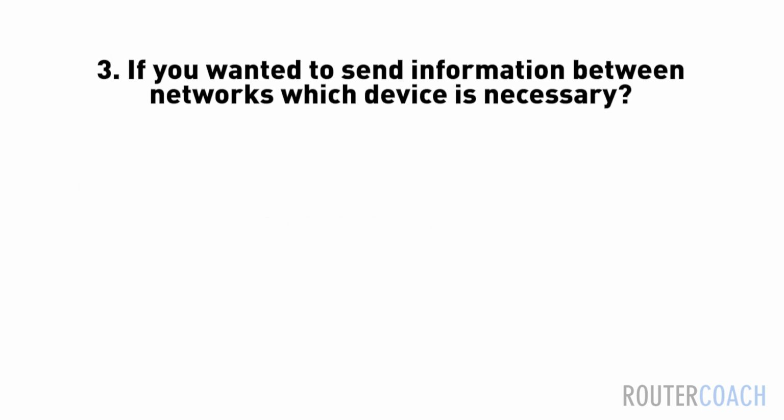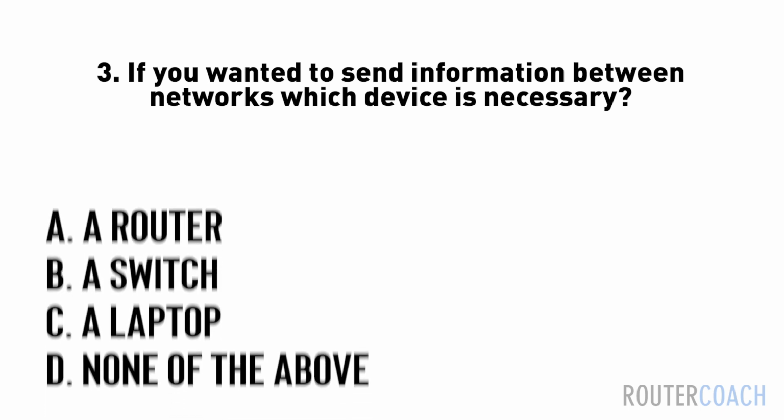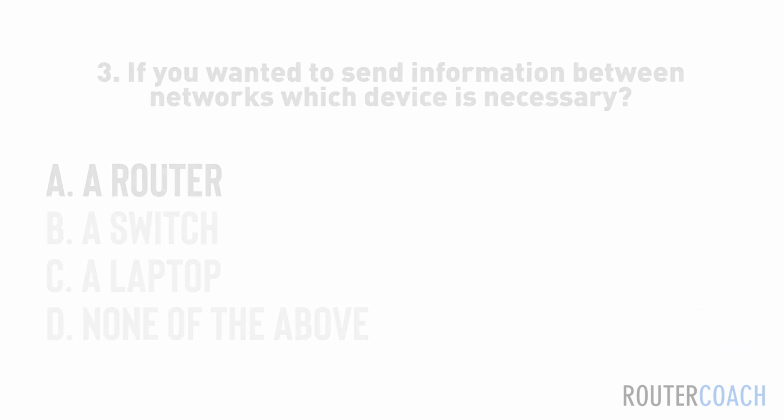3. If you wanted to send information between networks, which device is necessary? A. The router. B. The switch. C. A laptop. D. None of the above. The answer is A.